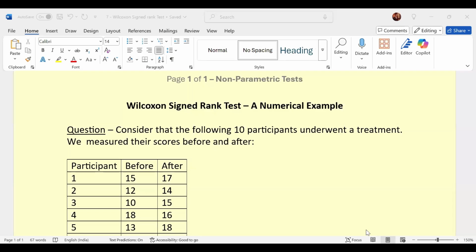Hello everyone. This is in continuation to our discussion on non-parametric tests. This is Wilcoxon Signed Rank Test. How to use this, we'll understand through a numerical example.